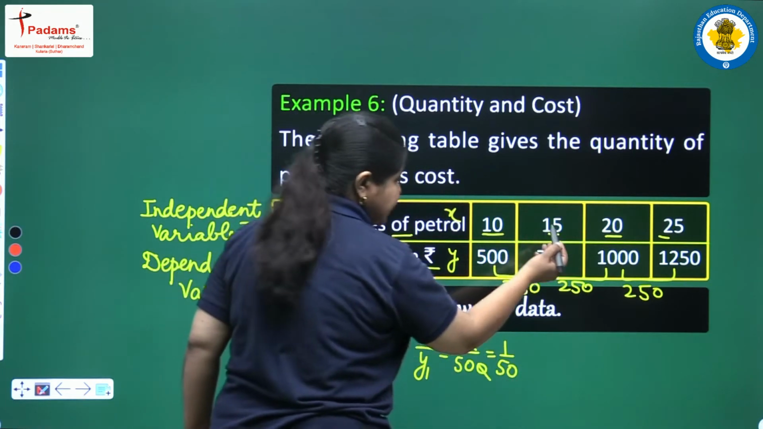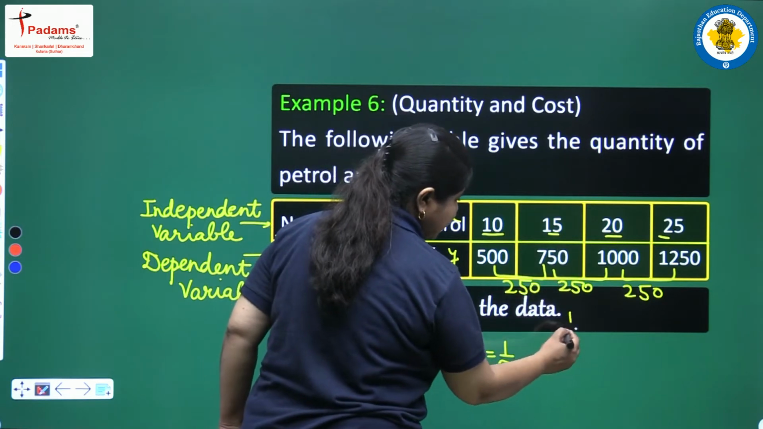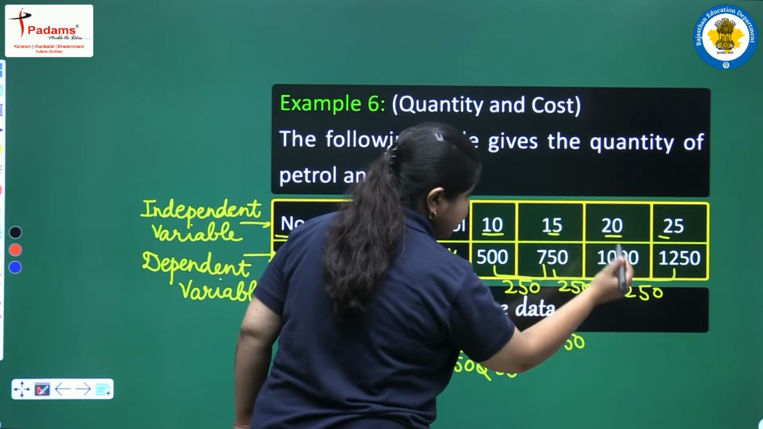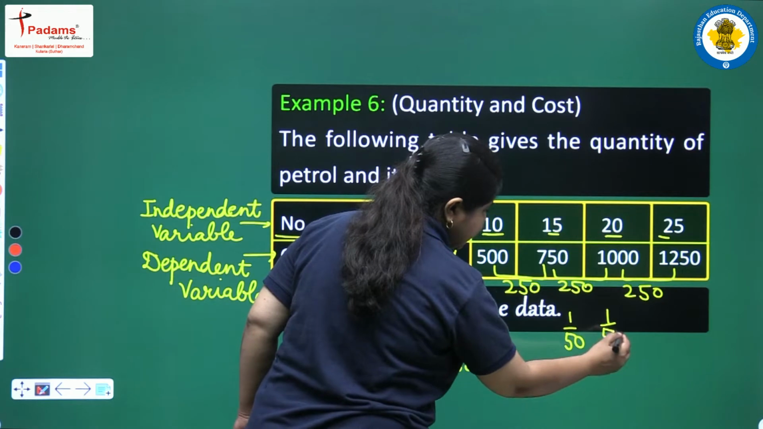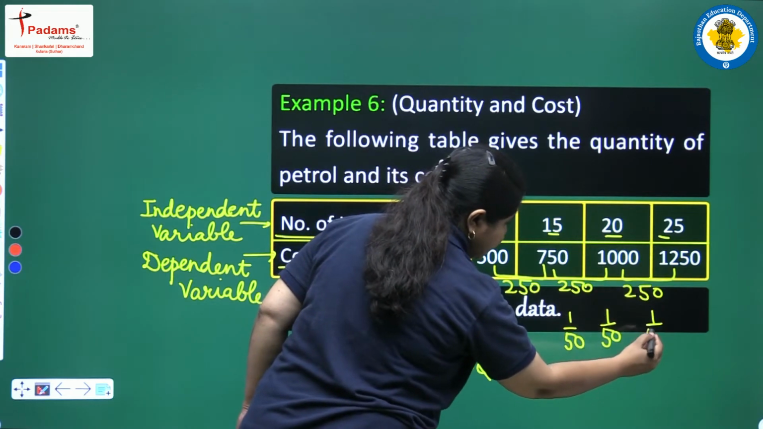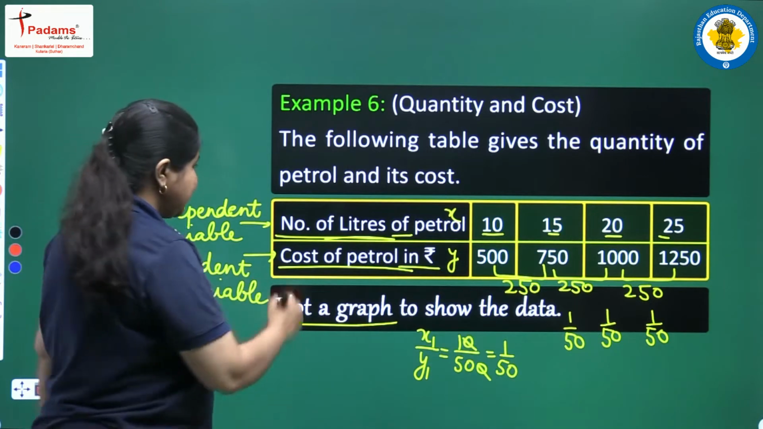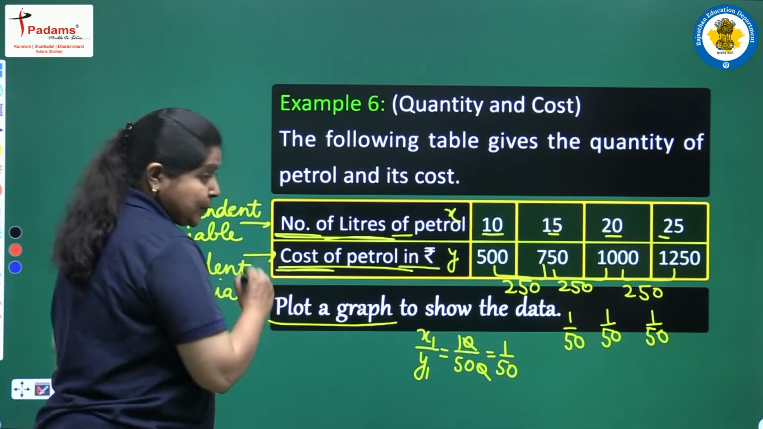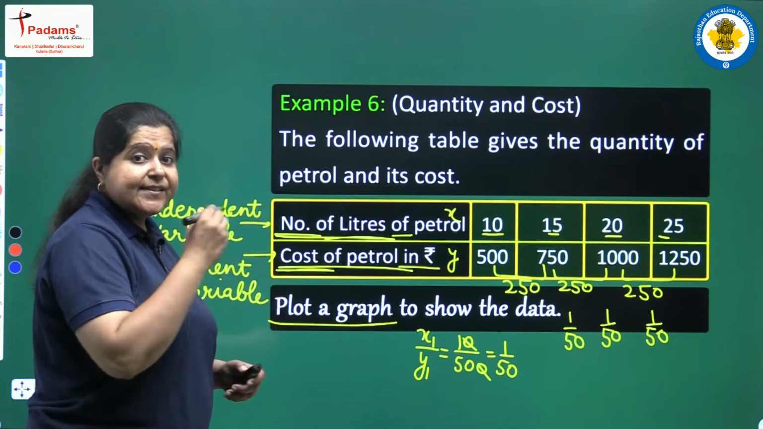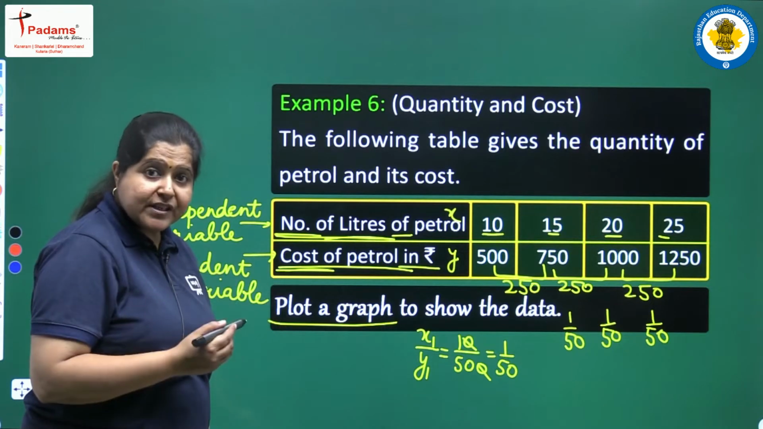Similarly, if we divide 15 by 750, we get 1 by 50. Similarly, 20 upon 1000 will be 1 by 50 and so this ratio will also be 1 by 50. तो ये सभी ratios equal आ रहे हैं और ऐसे में ये दोनों quantities direct proportion में हैं और we say these two quantities are directly proportional to each other.